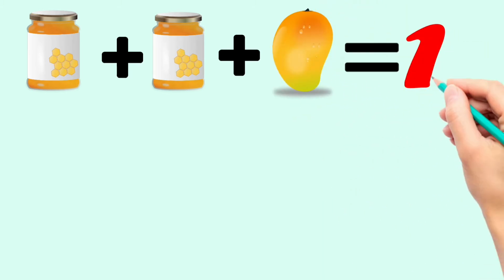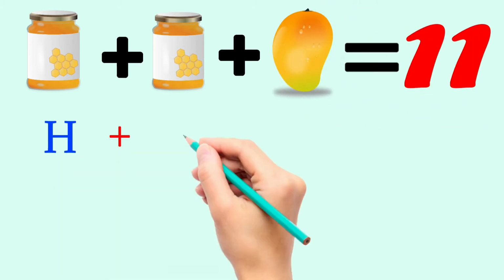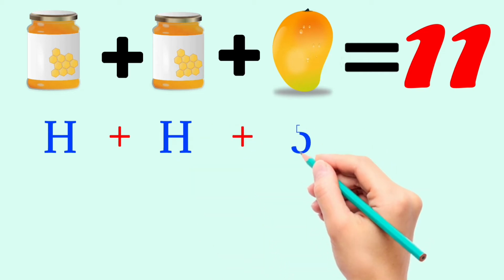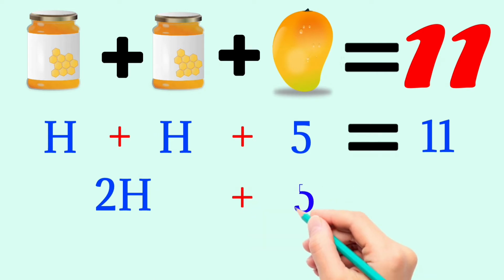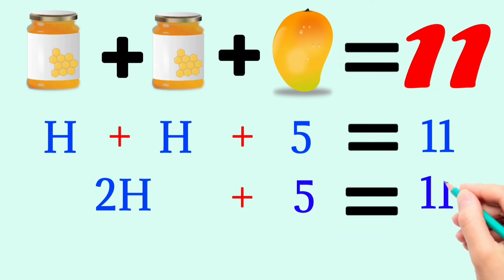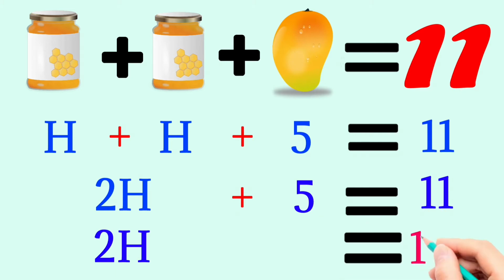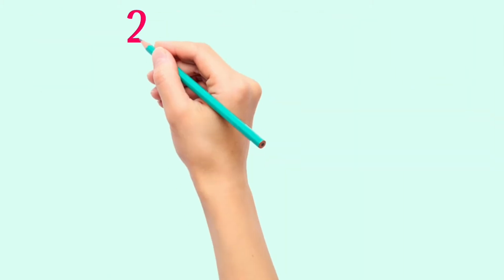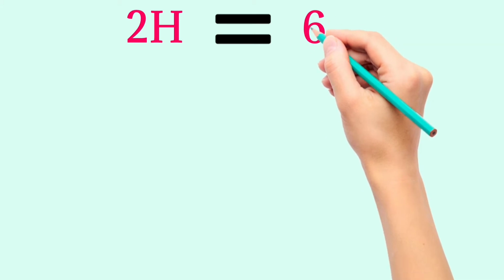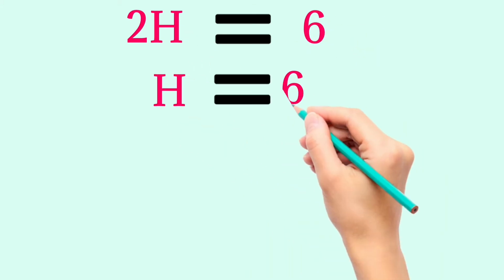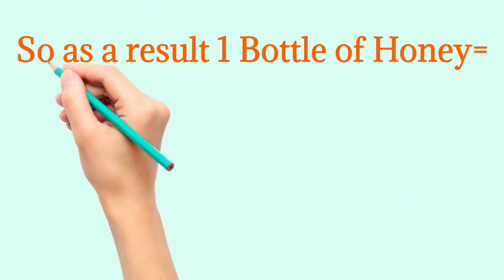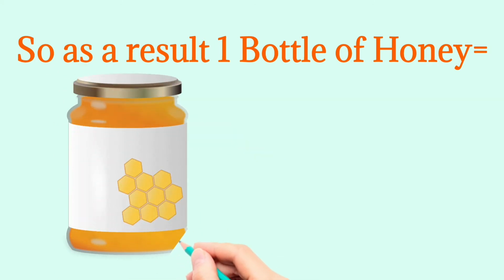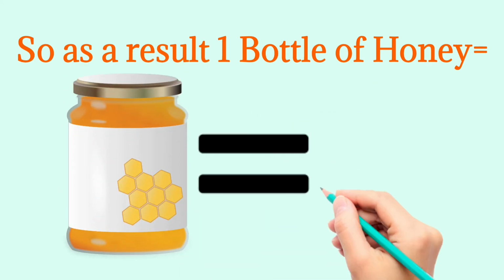Honey plus mango is equal to 11. Honey we will just write h plus h, mango we have as 5 and is equal to 11. Honey plus honey will give us 2h plus 5 is equal to 11. 2h is equal to 11 minus 5. 2h is equal to 6, and h is equal to 6 divided by 2. H is equal to 3. So as a result, one bottle of honey is equal to 3.